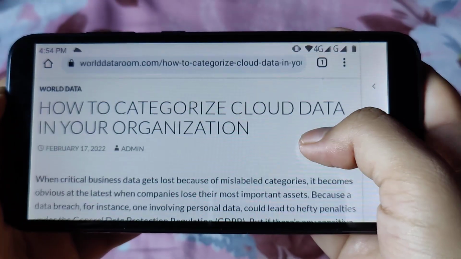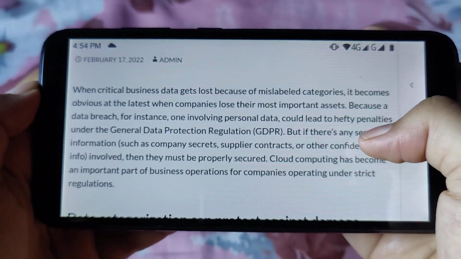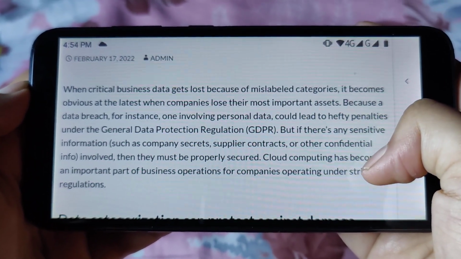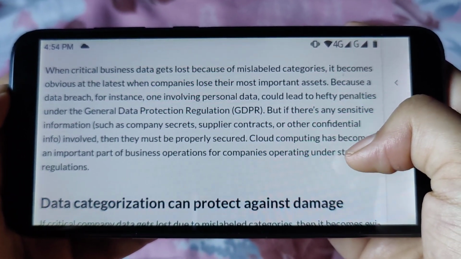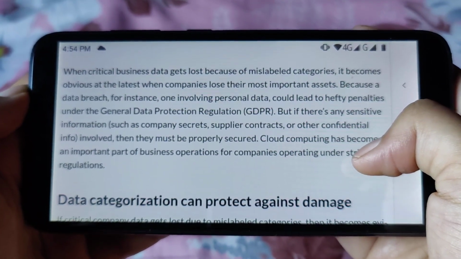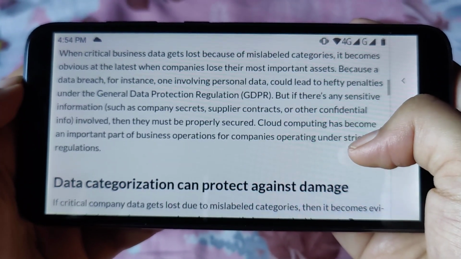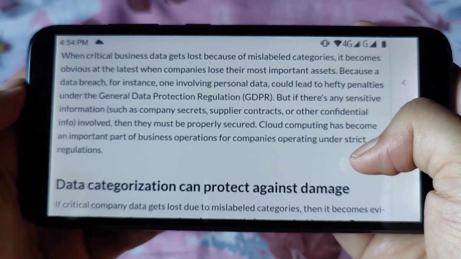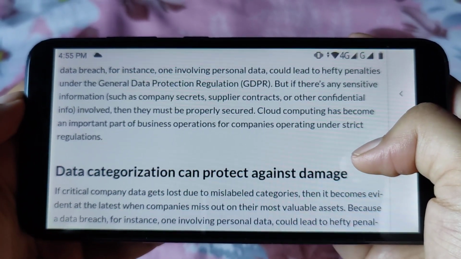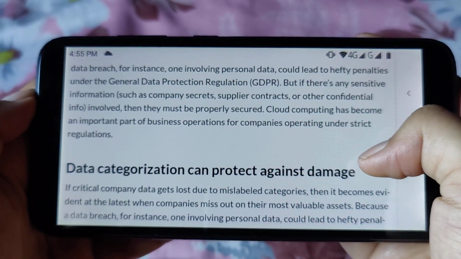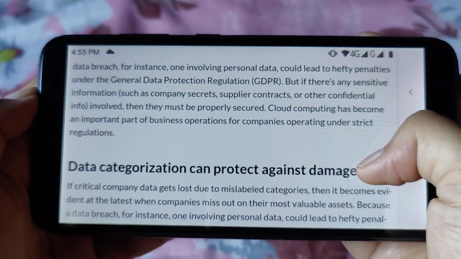Today I will discuss how to categorize cloud data in your organization. When critical business data gets lost because of misbehaved categories, it becomes obvious at the latest when companies lose their most important asset. Because a data breach, for instance one involving personal data, could lead to hefty penalties under the General Data Protection Regulation. But if there is any sensitive information such as company secrets, supplier contracts, or other confidential information involved, then they must be properly secured.